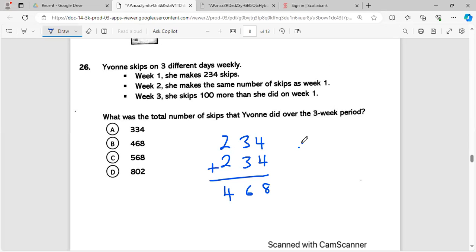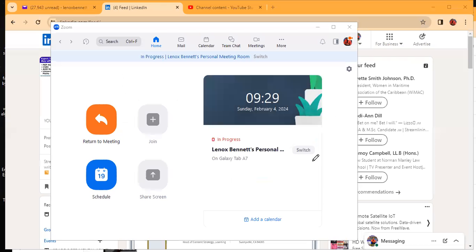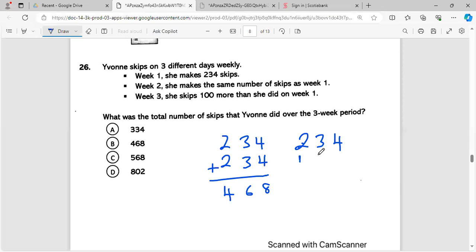Okay. So week 3 it says she did 100 more than week 1. So you're going to add 234, which she did on week 1, to 100 more that she did on week 3, and you're going to get 334. So you're going to add 334 plus 468, 800. Okay. So you add 100 to this.